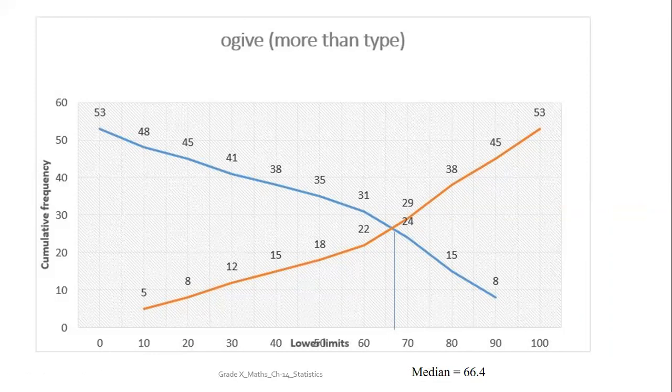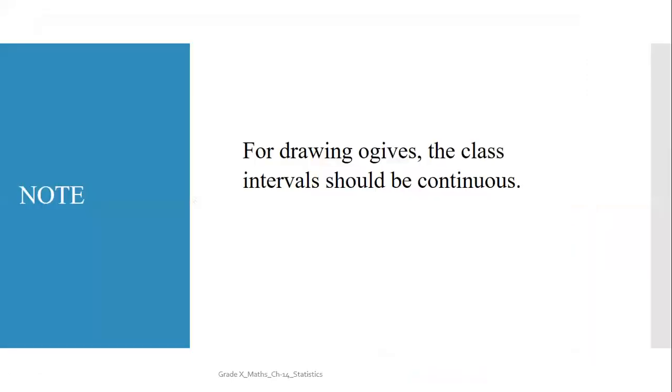So either with a single graph, you have to locate n by 2 on the y-axis, draw a line parallel to x-axis, draw a line perpendicular to x-axis, and then we can find the median. So first we have to locate the point on the y-axis. Now second method, draw both the graphs, they will intersect at a point, draw a perpendicular line. On the x-axis, you will get the median, which is 66.4 in this case.